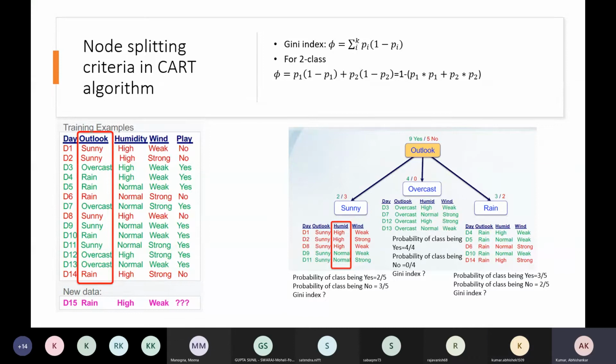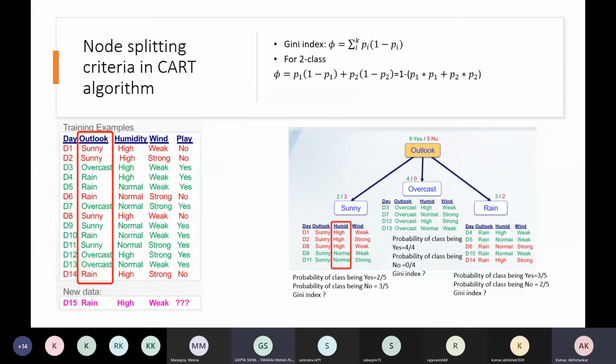So the next question is when it will be maximum. The maximum value of the Gini index is 0.5. Yes, correct. When both classes have the same probability, it will come to 0.5. Very good. When P1 equals P2, equal to 1 by 2, then the Gini index comes to 0.5, the maximum. Correct.